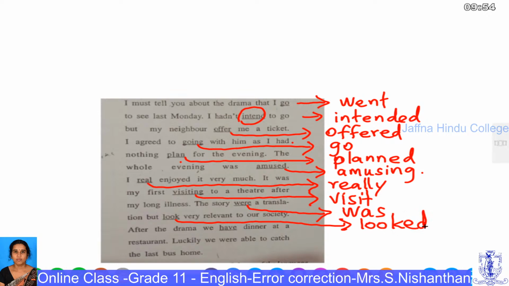It all happened, so we should think that it should be in the past tense, but it looks very relevant to our society. After the drama, we, again there should be a past tense. Past of have is had. We had dinner at a restaurant. Luckily, we were able to catch the last bus home. Right? This is from your final paper.